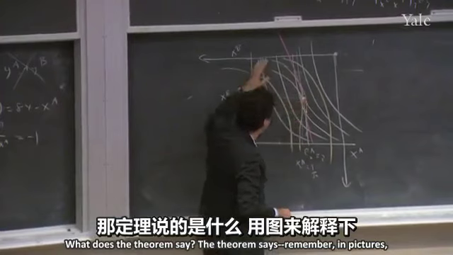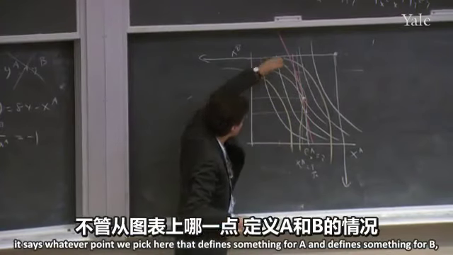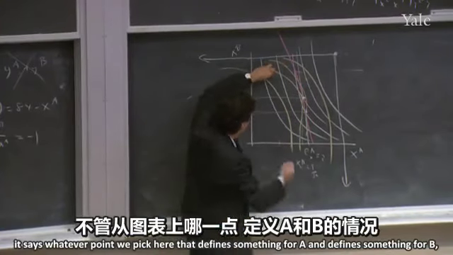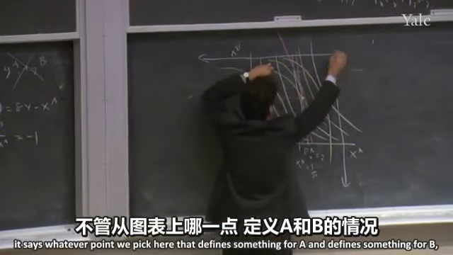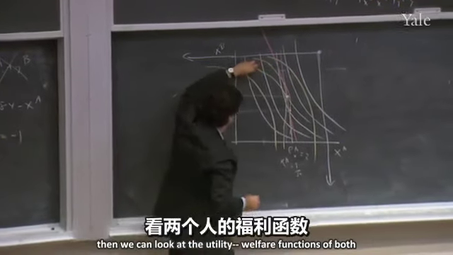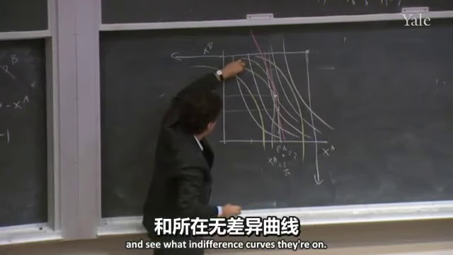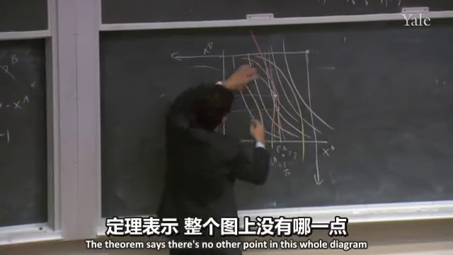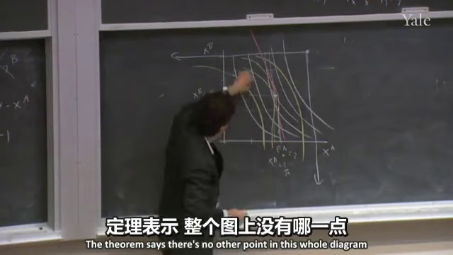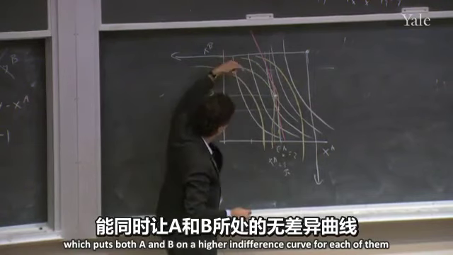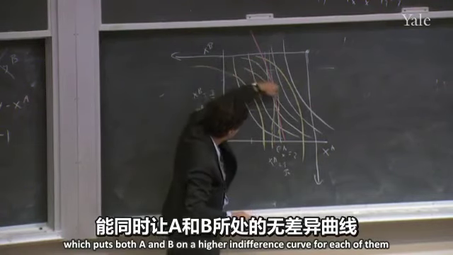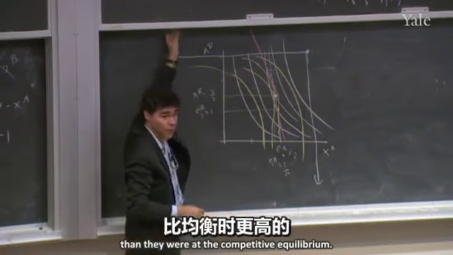The theorem says, remember in pictures, whatever point we pick here defines something for A and defines something for B. Then we can look at the utility welfare functions of both and see what indifference curves they're on. The theorem says there's no other point in this whole diagram which puts both A and B on a higher indifference curve for each of them than they were at the competitive equilibrium.